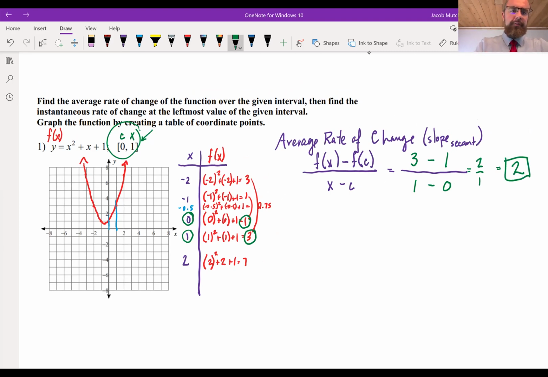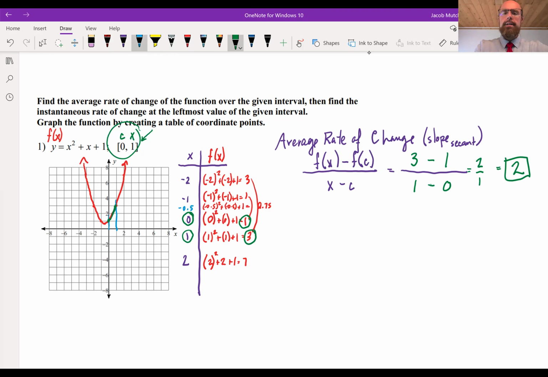And we can see if I was to take and connect the two values on the function where it crosses the two boundaries of the interval, so at x is 0, x is 1, and connected those with a straight line, that would have a slope of 2. So the average rate of change, again, it's just saying overall, what's the general change from one side to the next.